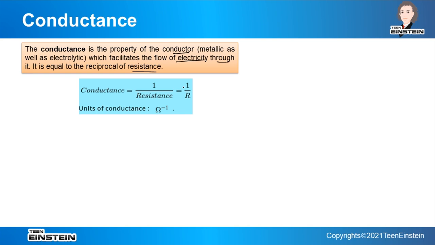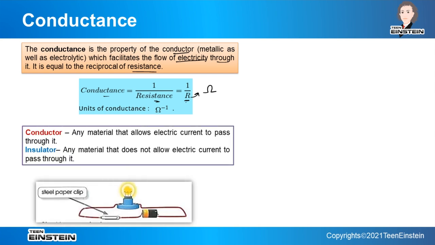So you can now say that it is 1 by R. R is for resistance, and the unit of resistance is ohm. So obviously the unit of conductance will be ohm inverse. Fine. Now this is conductance, that is a property. But a conductor is any material that allows the electric current to pass through it. And if it is not allowing, then that particular material will be called an insulator.